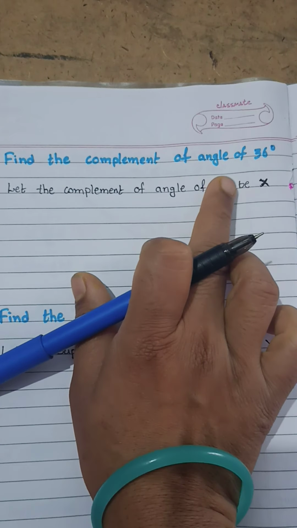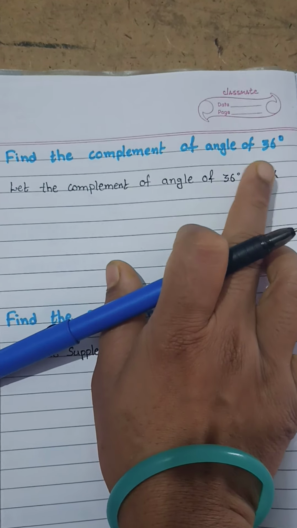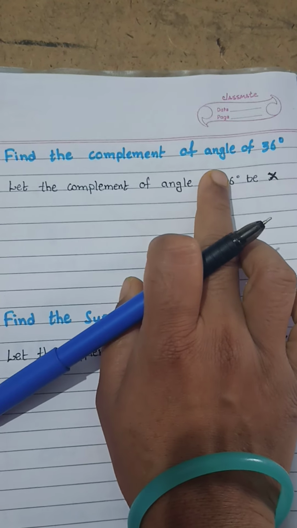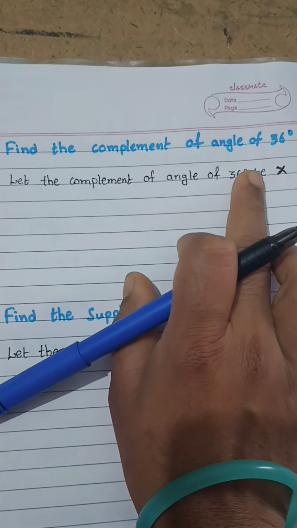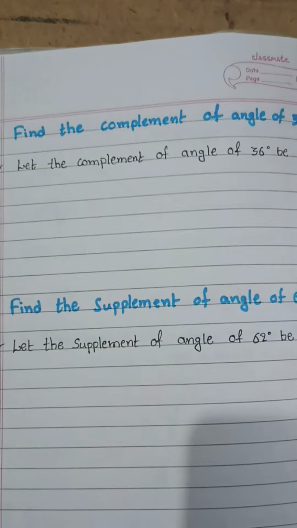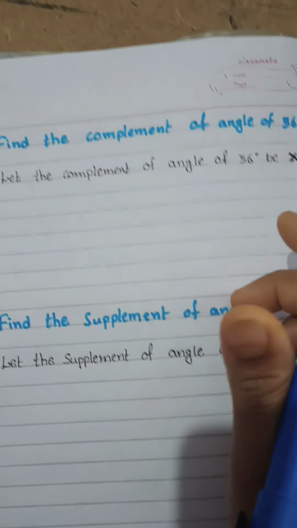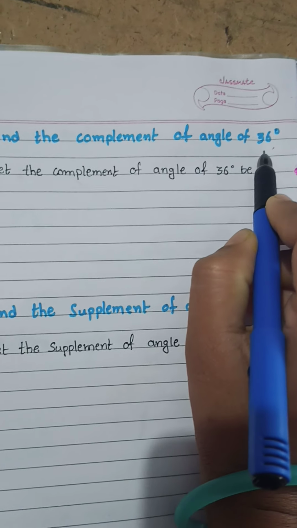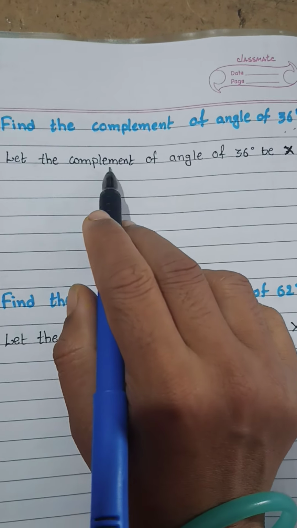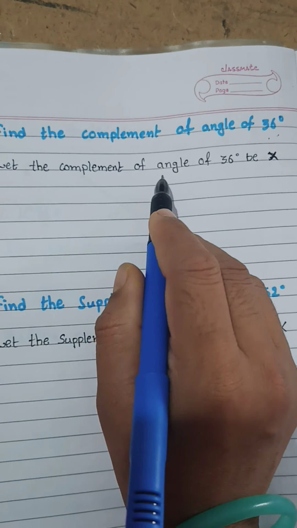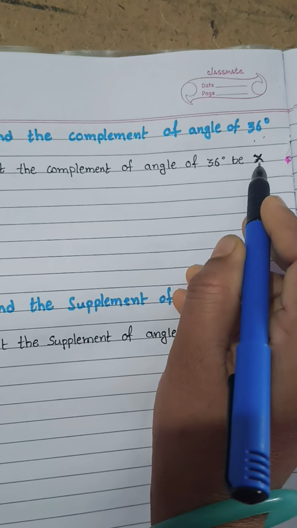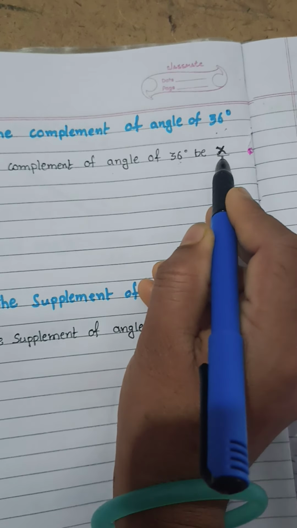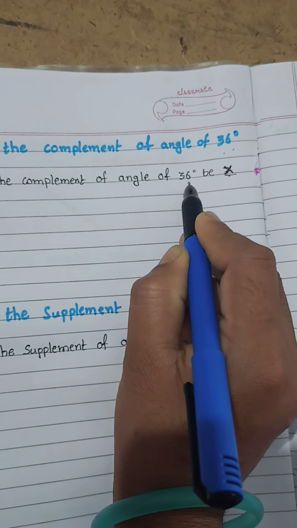Find the complement of an angle of 36 degrees. First, we have to know what a complement is. Complementary angles means the sum of two angles is equal to 90 degrees. Here, one angle is given. We have to find the complement of this angle. For that, let us assume the complement of the angle of 36 be x. One is x and another one is 36. Here the complement of 36 is x, and the complement of x is 36.